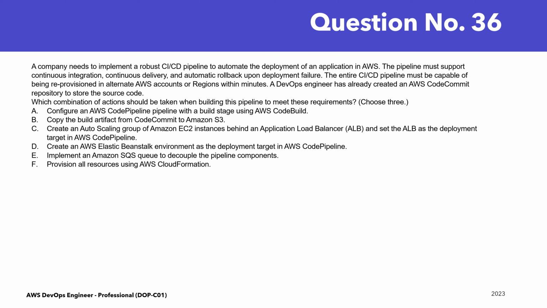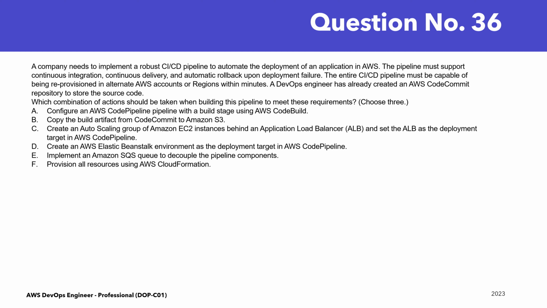A company needs to implement a robust CI/CD pipeline to automate the deployment of an application in AWS. The pipeline must support continuous integration, continuous delivery, and automatic rollback upon deployment failure. The entire CI/CD pipeline must be capable of being reprovisioned in alternate AWS accounts or regions within minutes. A DevOps engineer has already created an AWS CodeCommit repository to store the source code. Which combination of actions should be taken when building this pipeline to meet these requirements?